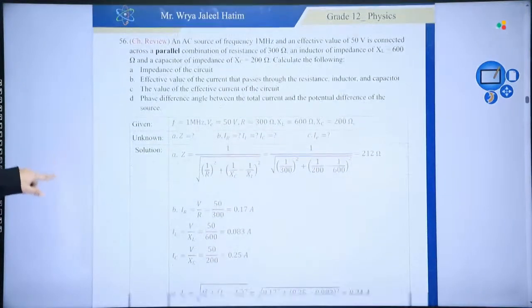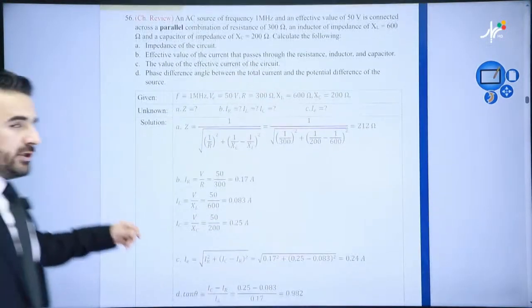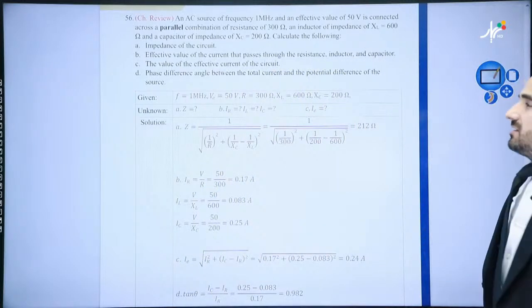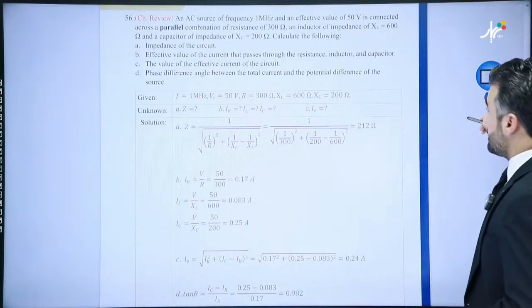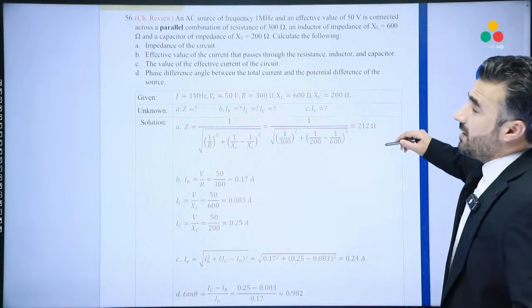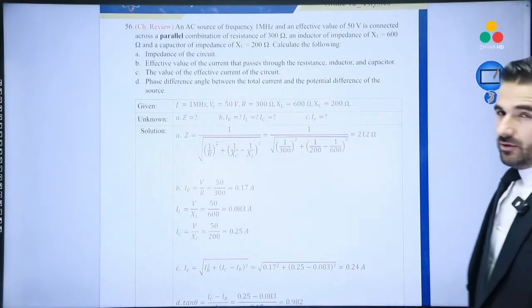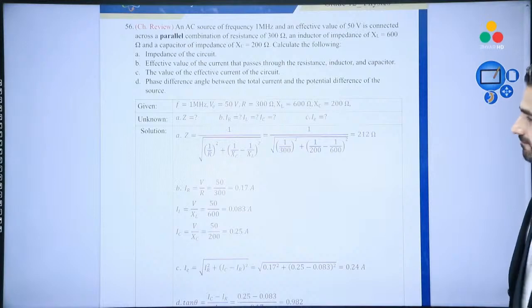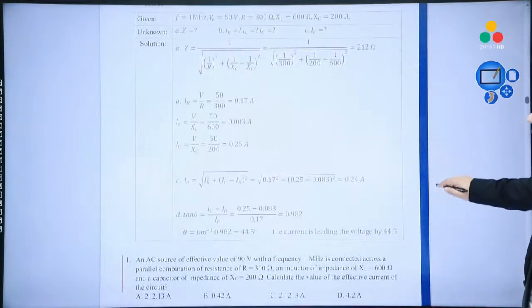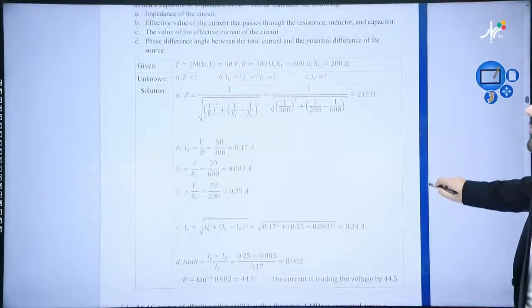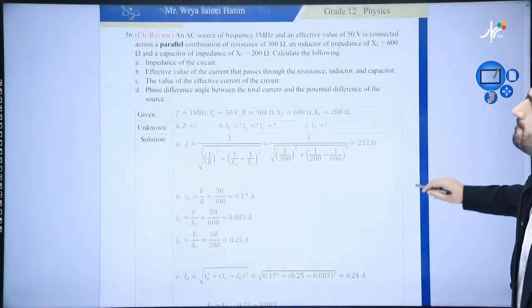All right, and of course we have one question regarding a parallel circuit. Most of our questions, obviously, are regarding the series circuit combinations here. So we have, it says chapter review. We have an AC. Okay, I wonder if I have enough time to solve this question. I think we'll make it. Okay, what does it say?